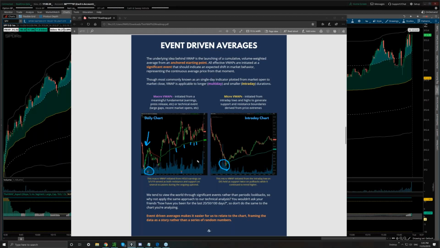To that same point, I will point out that a year-to-date VWAP, so launching that from January 1st or the first trading day of January in a given year, can be helpful because I do know there are fund managers, institutional traders who look at year-to-date performance, certainly.